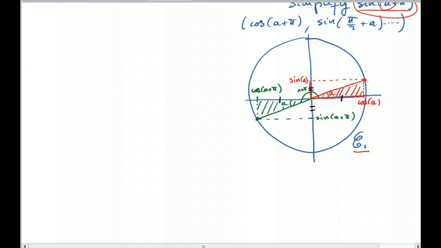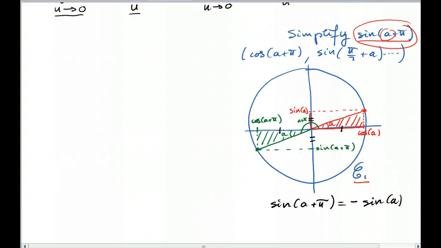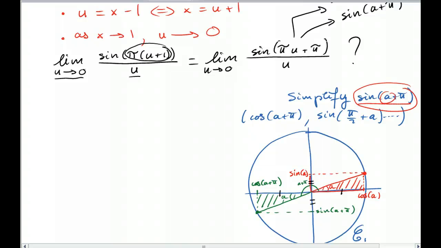And I'm now able to simplify sine of A plus pi. What do I have? The sine of A plus pi is equal to, okay, the length right here is exactly the same as that, but they have a different sign. That's it, okay? Let's go back to our limits now. So this limit is then equal to the limit as u approaches 0 of, well, this is my A, A plus pi, so negative sine A, so that means negative sine of pi u over u.